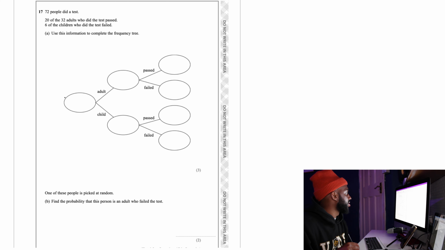Okay, so we're looking at probability. 72 people did a test. 20 of the 32 adults who did the test passed. Six of the children who did the test failed. Use information to complete the frequency tree. So 72 people did a test. We know that, so let's put that there.